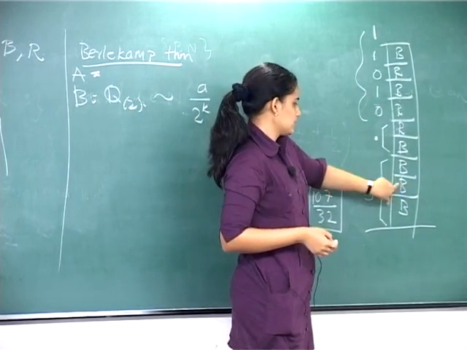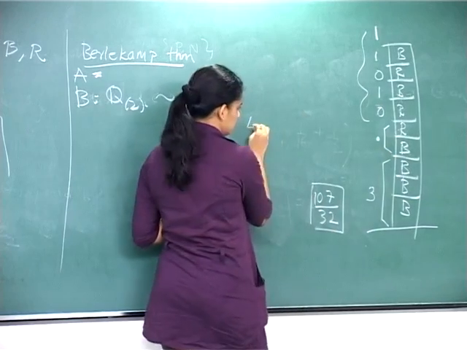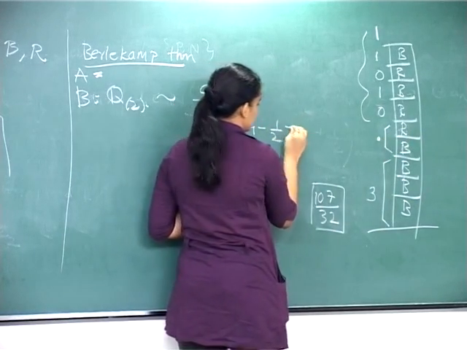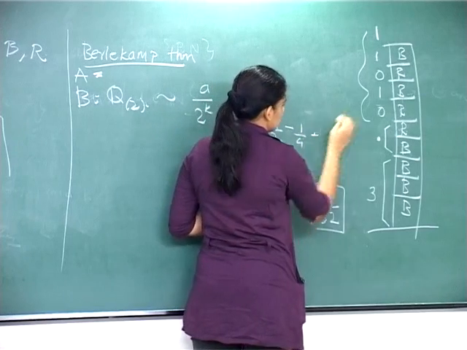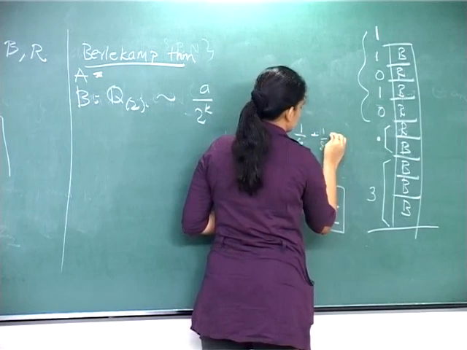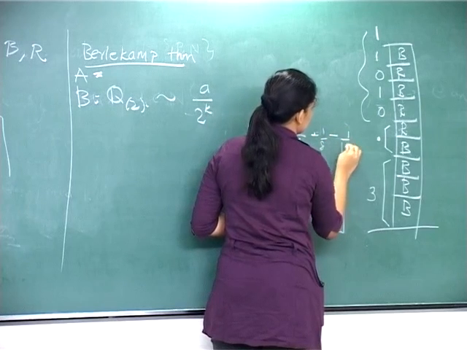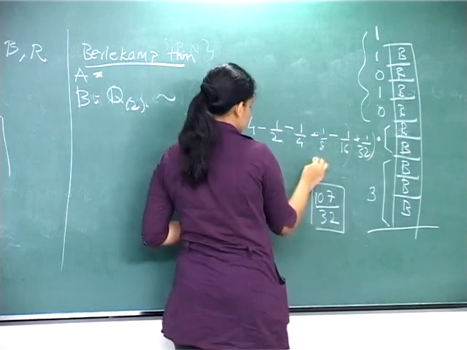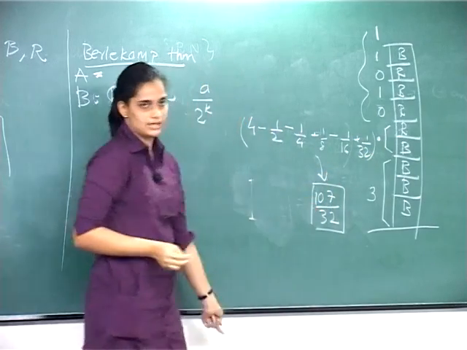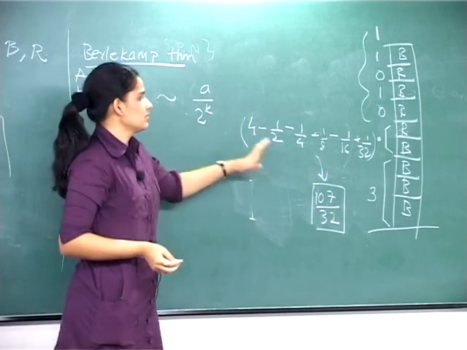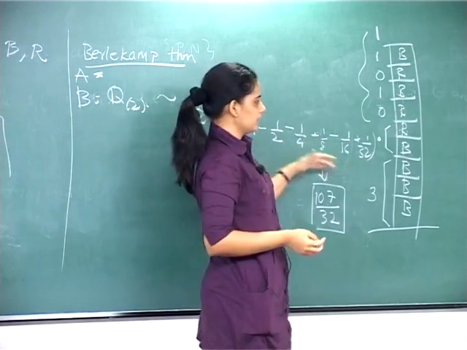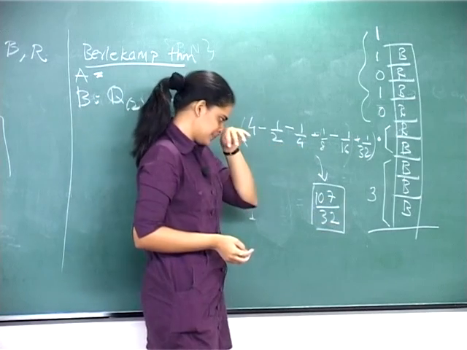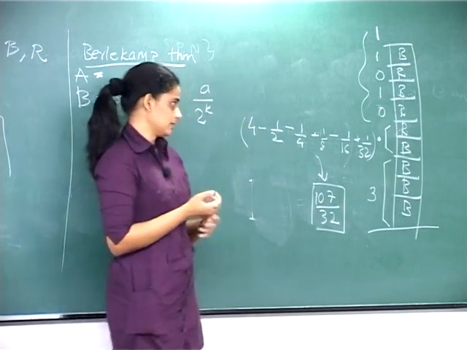So this will become 1 plus 1 plus 1 plus 1, 4, then minus half, minus 1/4, plus 1/8, minus 1/16, plus 1/32. You can check, this will also come to be 107/32. This is a more intuitive way of calculating the weights of the piles and mapping it to this.